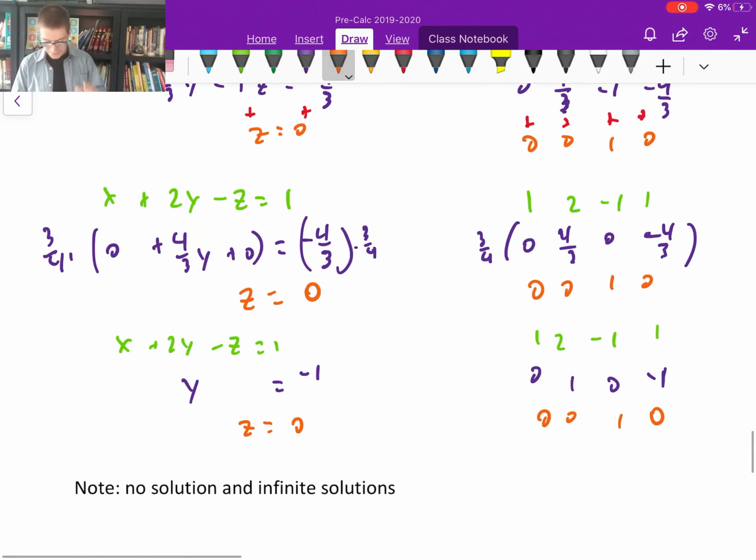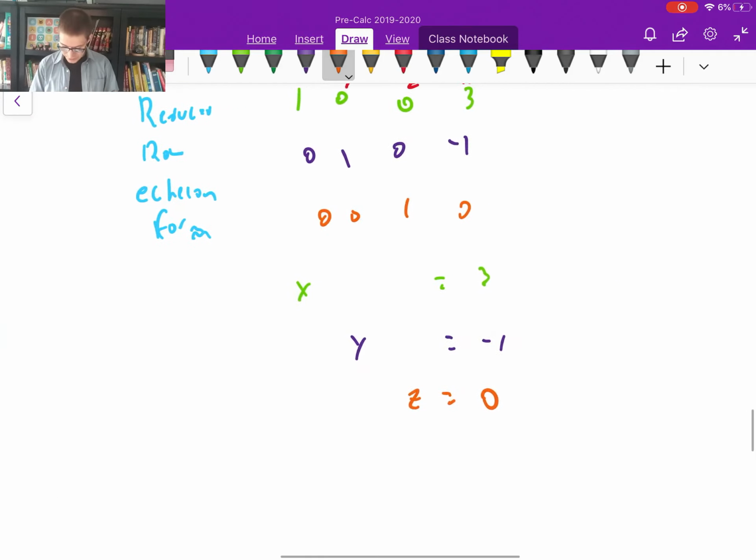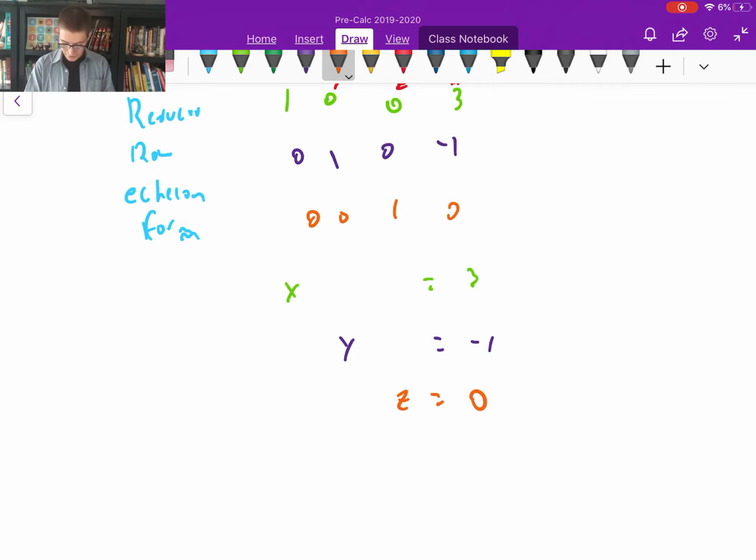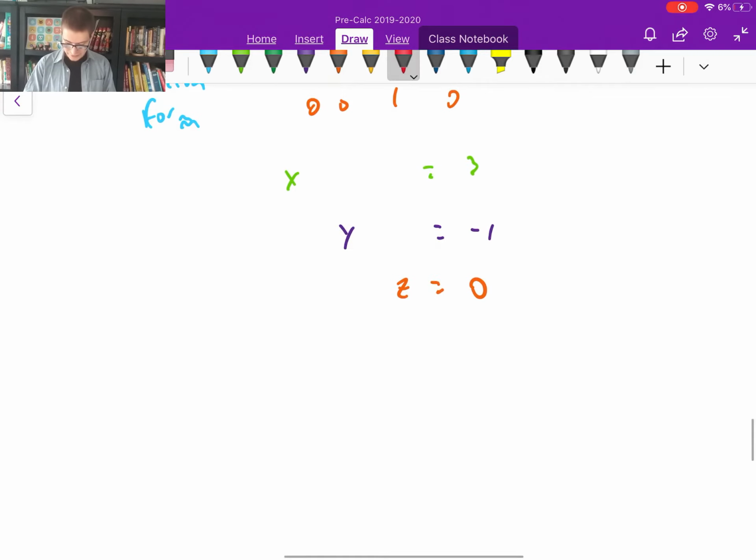A quick note though, if you're ever trying to solve this and instead of getting something like z equals 0, you end up with something like 0 equals 0. Well, just like with elimination from algebra, if you ever end up with 0 equals 0, or 1 equals 1, or 7 equals 7, or 20 equals 20, at any point, you can immediately stop and say there are infinitely many solutions. You can just stop everything you're doing and say there's infinitely many solutions.